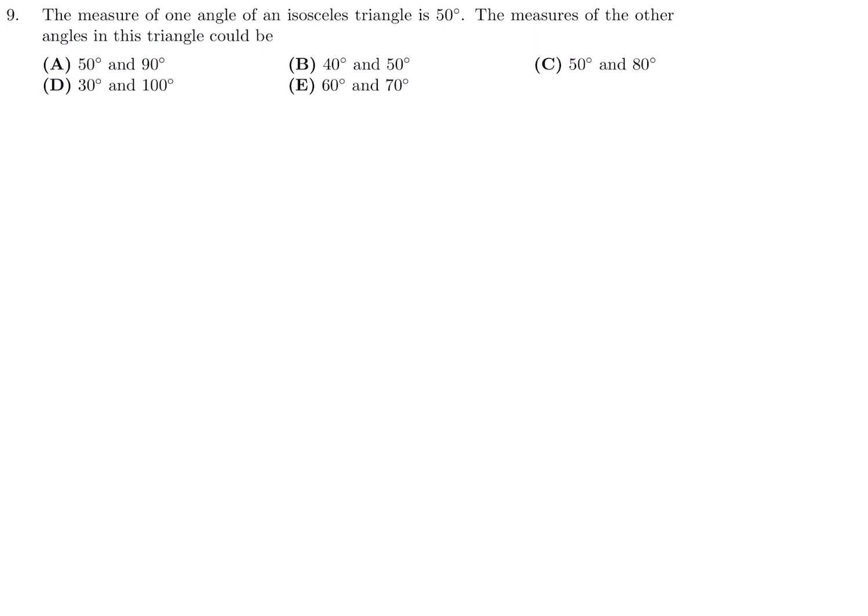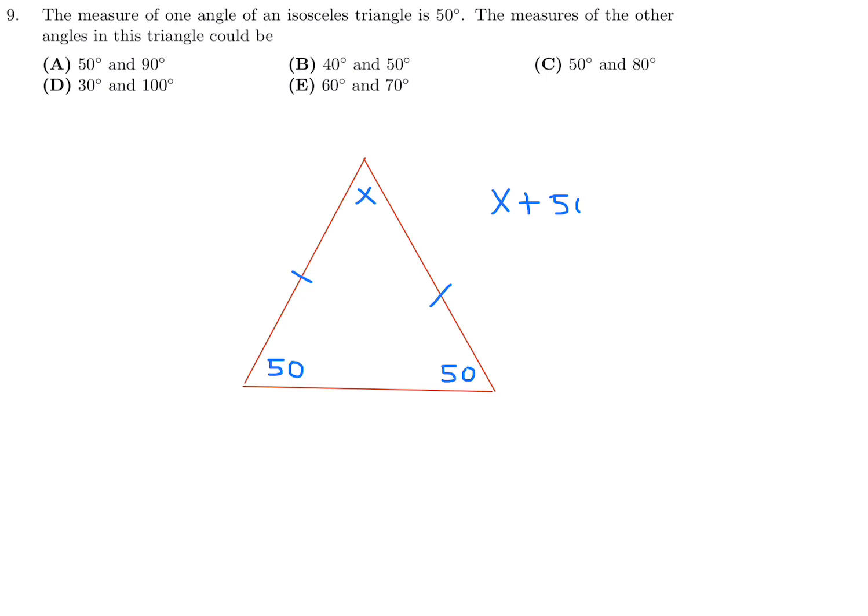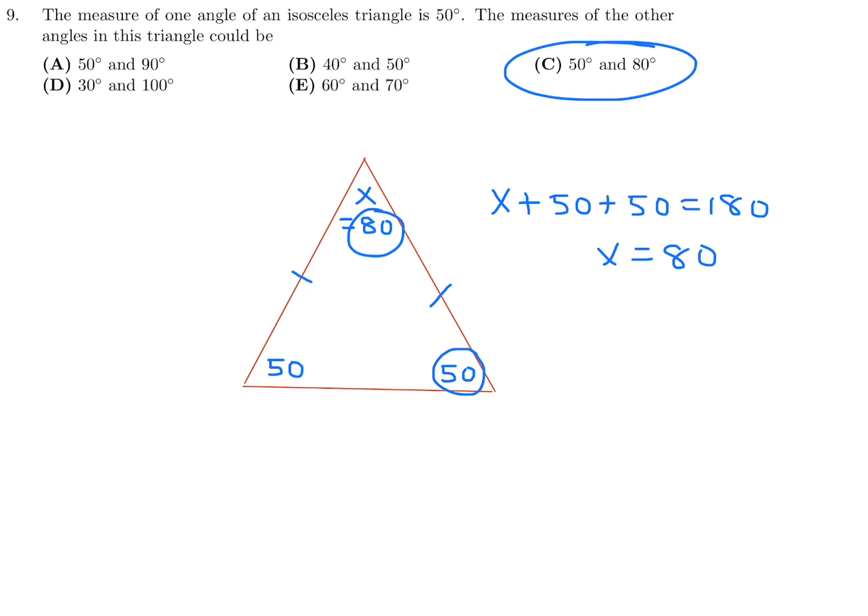The measure of one angle of an isosceles triangle is 50. The measure of the other angles in the triangle could be. Well, let's draw an isosceles triangle. So something like this, I guess. And let's label this. So one angle is 50. Then because it's isosceles, this angle also has to be 50. And this angle here, let's say it's x. x plus 50 plus 50 is 180. So when you do that math, you get x equal to 80. So they're saying the measures of the other angles, so the other angles would be this one and this one, 50 and 80, which is choice C for number 9.